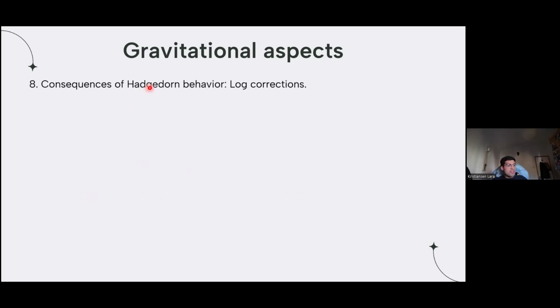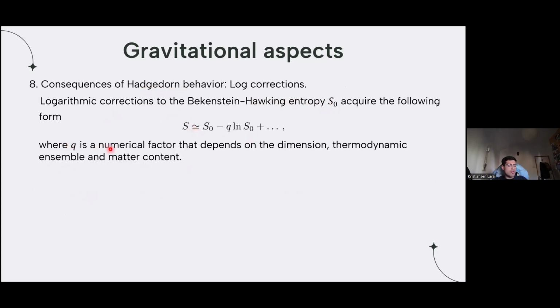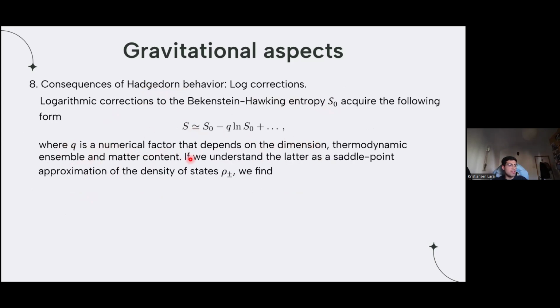So what are the consequences of Hagedorn behavior? The second consequence is log corrections. Logarithmic corrections to the Bekenstein-Hawking entropy S0 acquire the following general form, like this, where Q is a numerical factor that depends on the dimension, thermodynamic ensemble, and matter content. So notice that the objective here is to find Q.